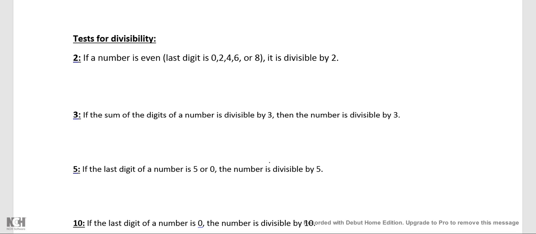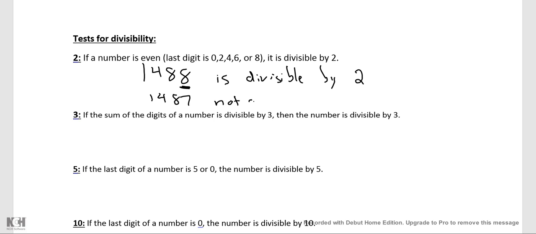If a number is even, or if the last digit is 0, 2, 4, 6, or 8, then it is divisible by 2. So we can say that 1,488 is divisible by 2 because the last digit is even, an 8. 1,487 is not divisible by 2 because the last number is not even, it's a 7.